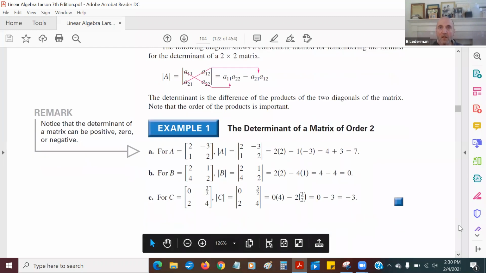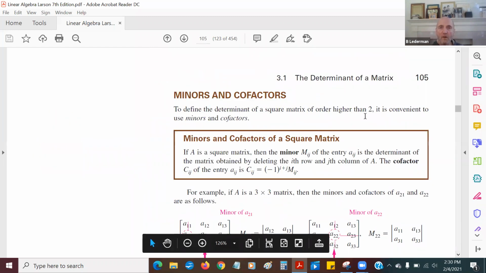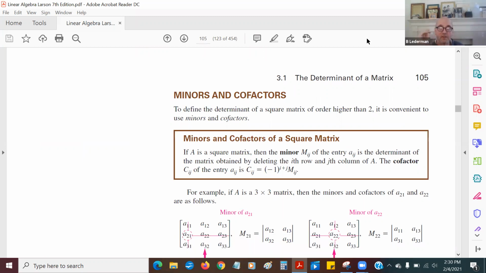Okay, moving on. Now, minors and cofactors. I should have mentioned that a determinant is only relevant to a square matrix. Whenever we talk about determinants, we're only talking about square matrices. There's no such thing as a determinant of a non-square matrix. If you have a rectangular matrix which is not square, there's no such thing as a determinant of that.